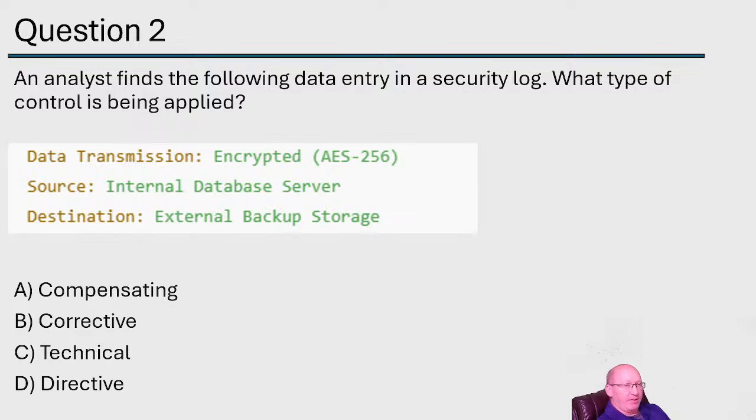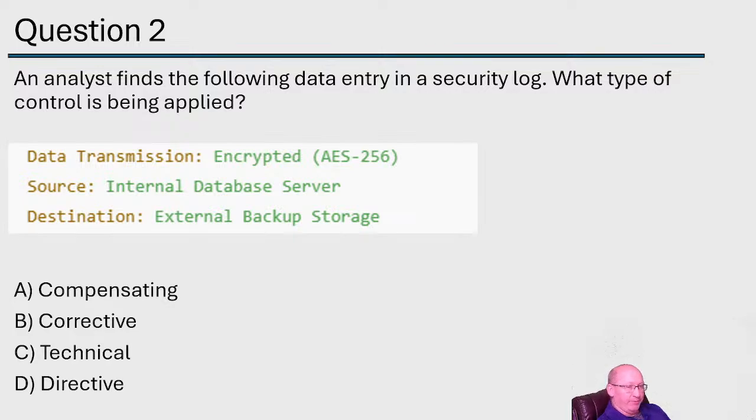So the analyst finds the following data entry in a security log. What type of control is being implemented? We have directive, technical, corrective, and of course compensating on this one. What do you think on this one? I know it's always difficult when we go through this.